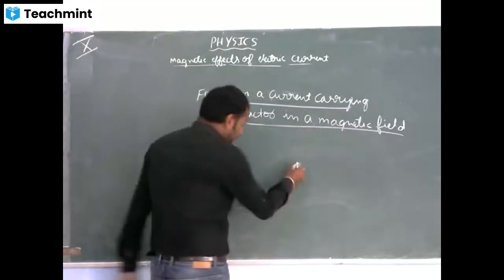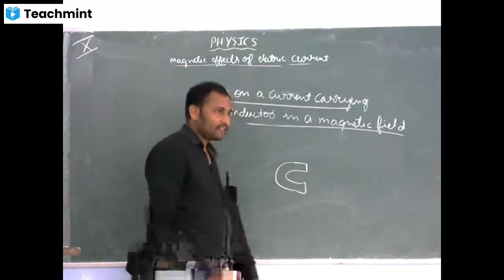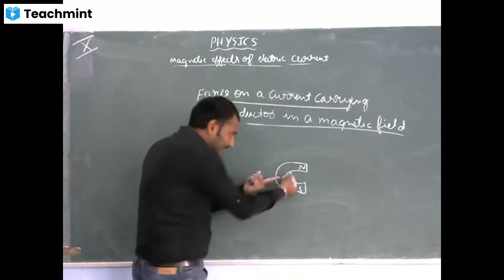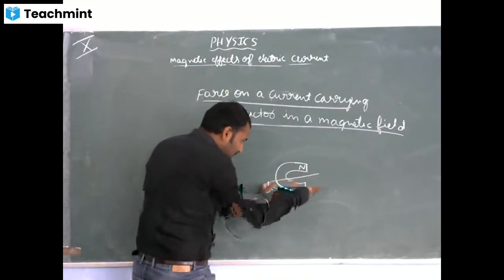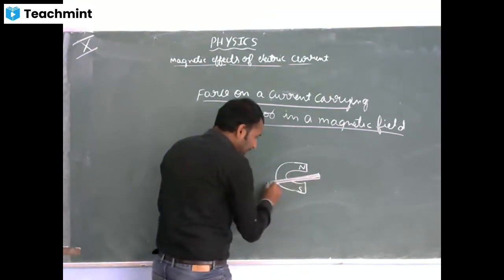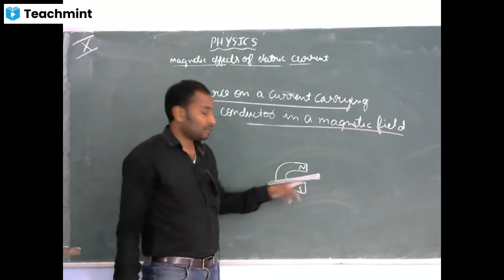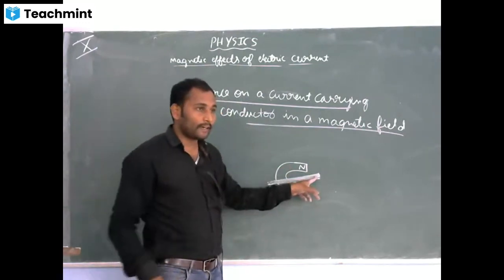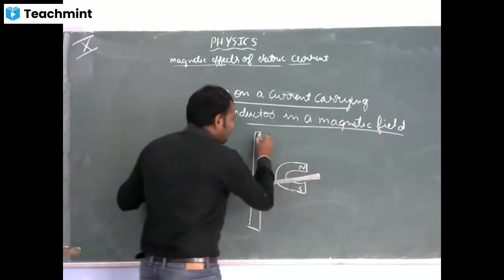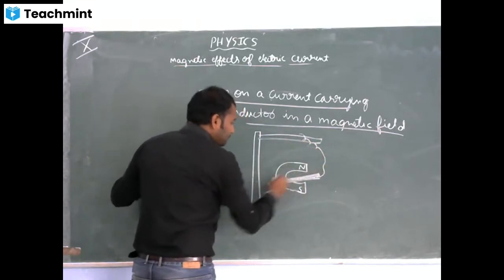Okay. Let me take a horseshoe magnet. This is the horseshoe magnet. Even though it is a horseshoe, it will have poles: this is north, this is south. In between this, I will place one conductor. This is the conductor I am placing in between the magnetic field. This conductor should carry some current, right? So I will take a stand. I will hang it here. Okay, this is a current carrying wire.